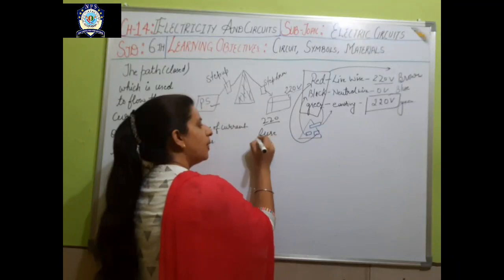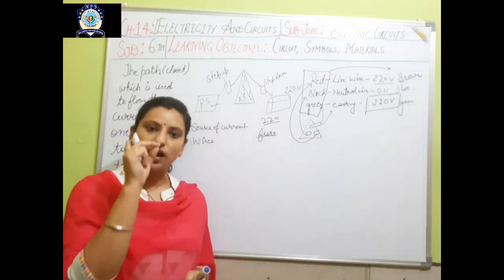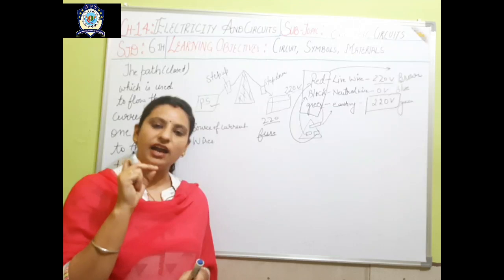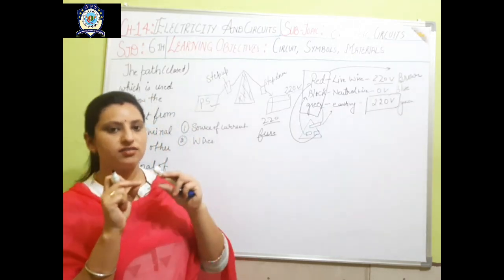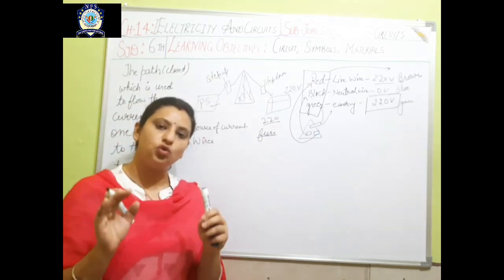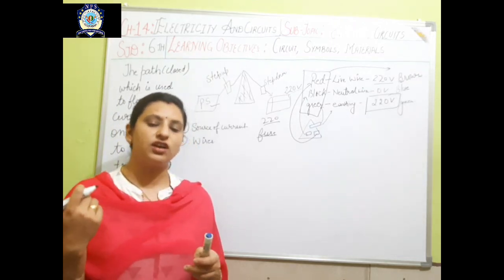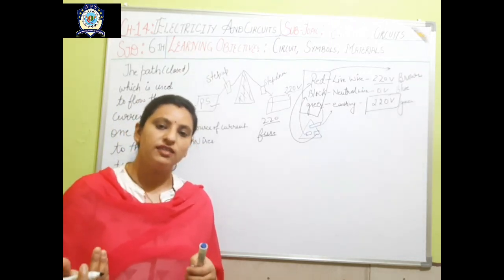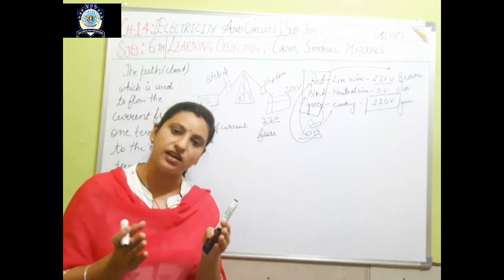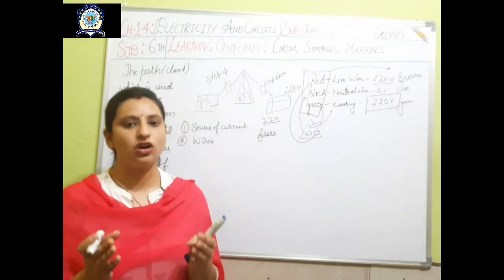Fuse out means there is a special kind of small instrument present in it, and it has a wire of a metal. When the current enters our house, if the current is normal, 220 volt, then nothing will happen to this wire. But if the intensity of the current increases beyond 220 volt, then this metal wire slowly melts and breaks the circuit, and it becomes an open circuit, and the conduction of the current will not take place.